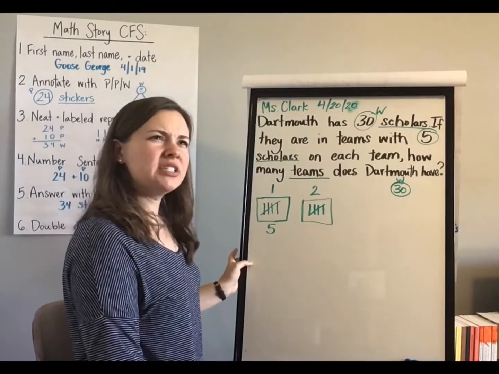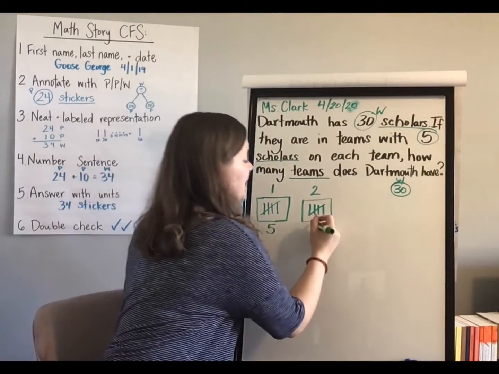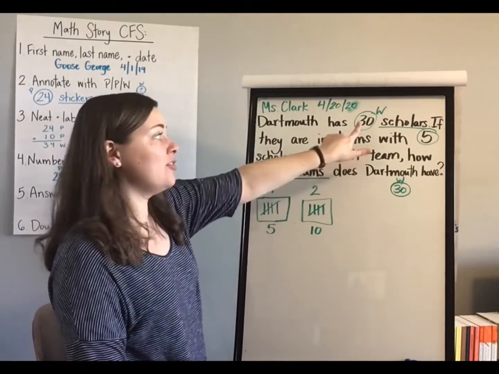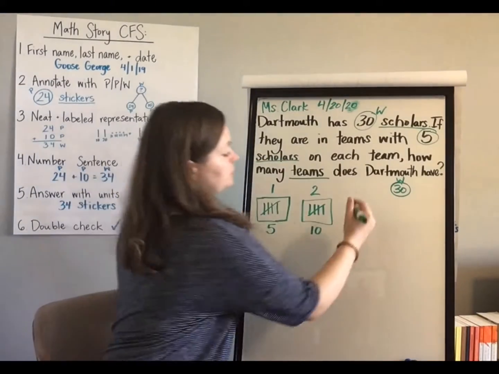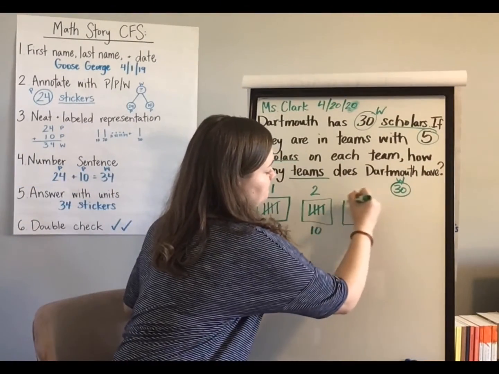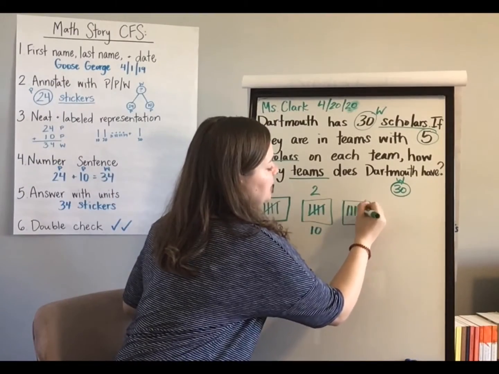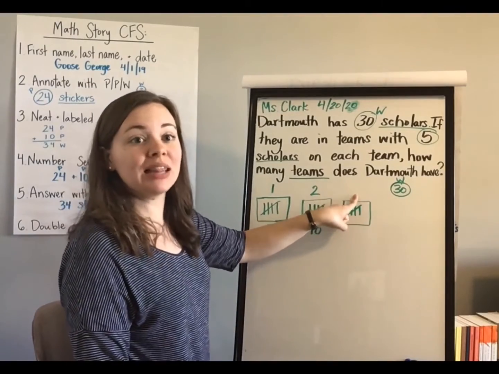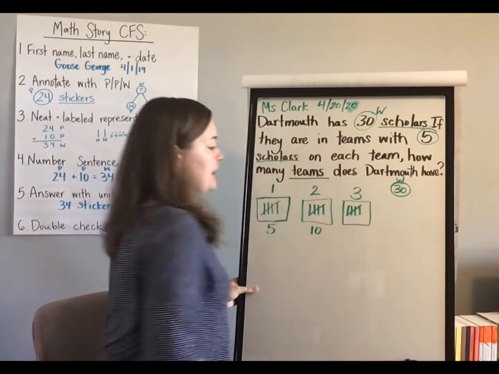Now, how many scholars have I put into teams? I put 5 more, so now I have a total of 10 Dartmouth scholars represented. I haven't represented all 30 scholars yet, so I need to keep going. Let me see, I've got to add 5 scholars in there. Oops, I forgot to add my label. I know I want to label what number team this is. This is team number 3.